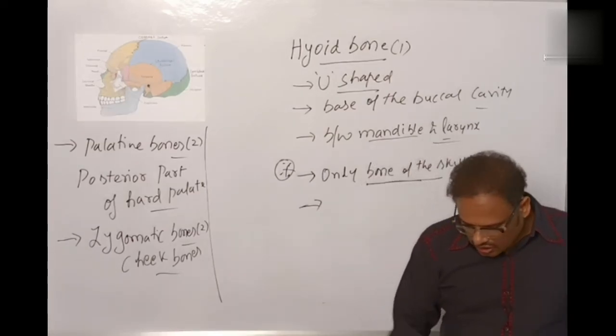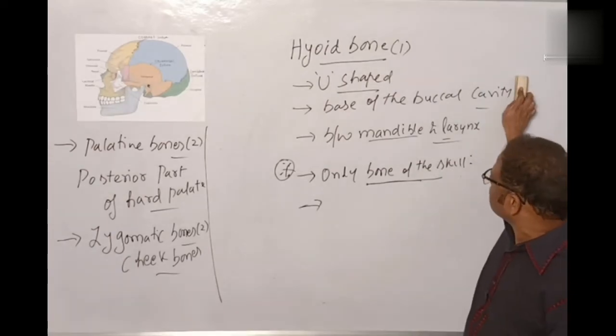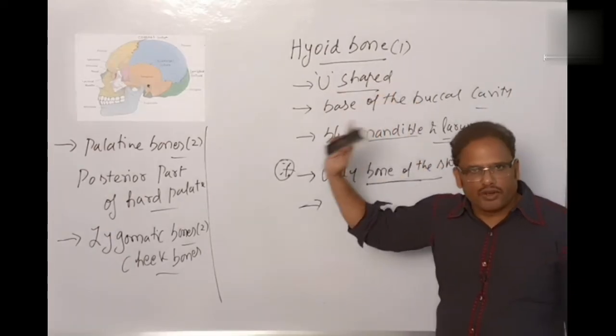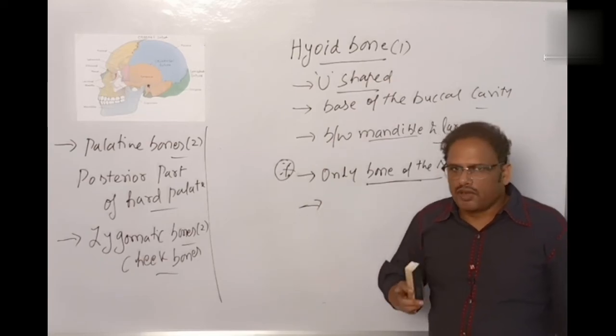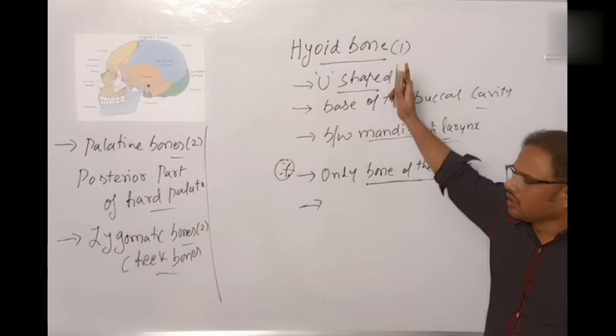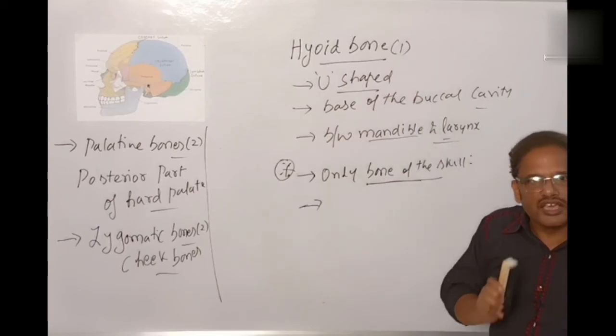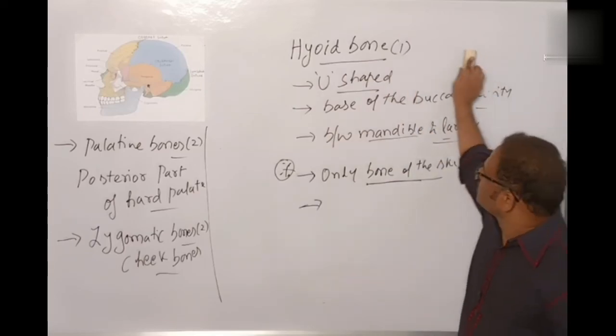Next one is the last part called ear ossicles. So we should get 7 count, isn't it? Because we already got 22 out of 29. So 7 we should get. 1 we already got and 6 bones are present in the ear ossicles. What is that? Ear ossicles here.